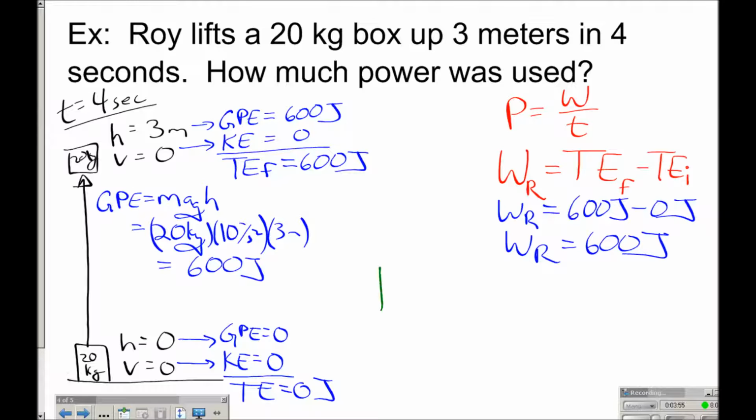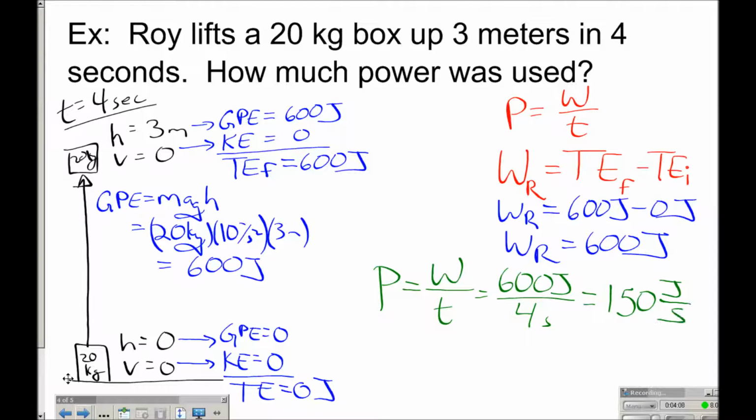So remember, power is just the work that Roy did divided by the time it took him. So he did 600 joules of work. That took him 4 seconds. Divide it out, and you get 150 joules per second. The rate at which work is done. Roy did 150 joules of work every second.